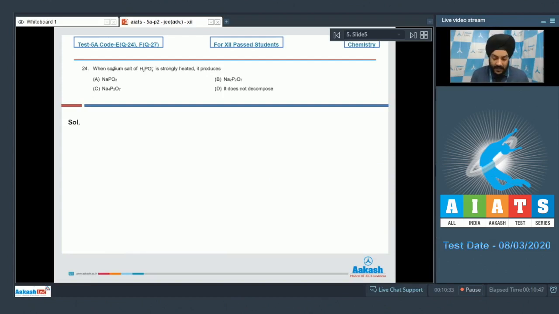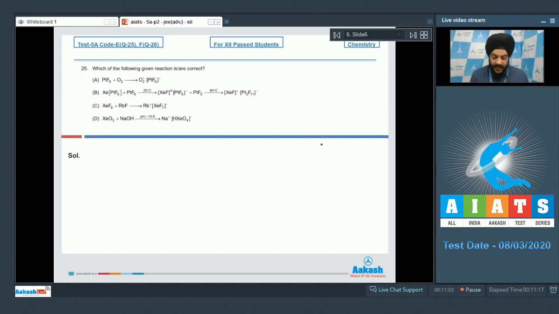Question 24. When sodium salt of H2PO4 minus is strongly heated, it produces. So if we talk about the strong heating of NaH2PO4, students, it leads to the generation of NaPO3. So if you look at the options which are given to us, you can clearly see that for question number 24, we have to mark the correct answer as option A. Let's look at the next question now.